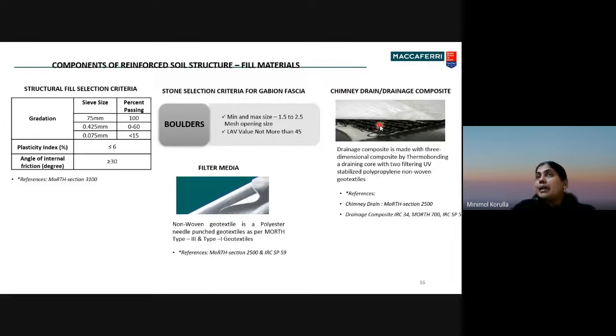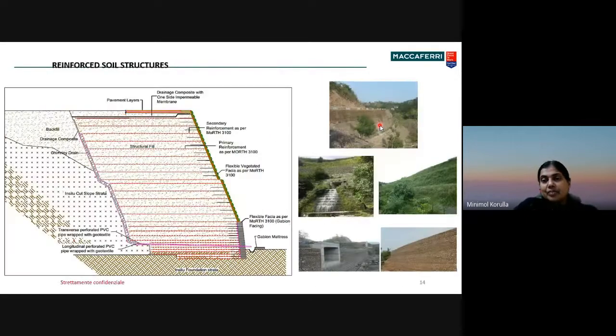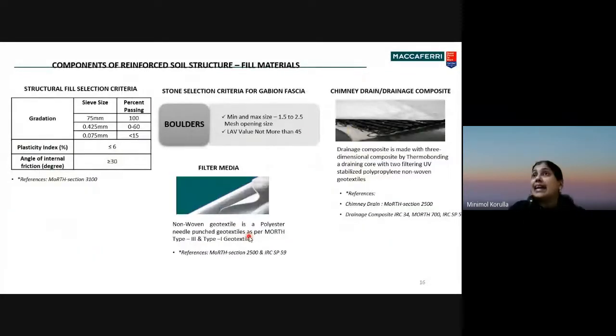So I mentioned the reinforced soil structure. This is a reinforced soil structure with the gabion fascia, and this is the structural fill. For this gabion fascia, we really have to see that the boulders filling the gabion fascia should be durable, non-friable, and the boulders should fall in the sizes prescribed by the different codes. The usual sizes for the gabion fascia produced in India are 1.5D to 2.5D.